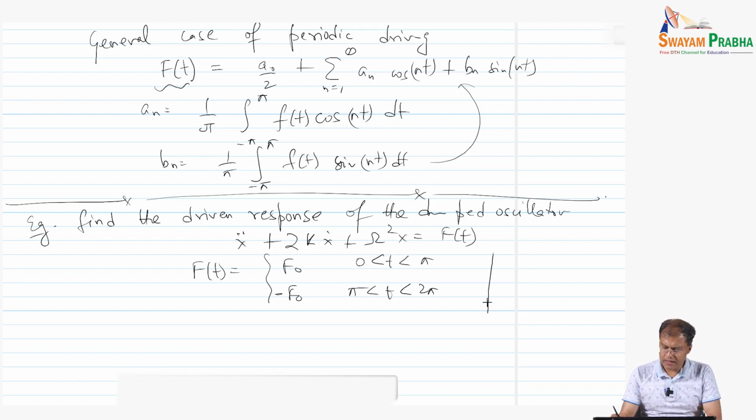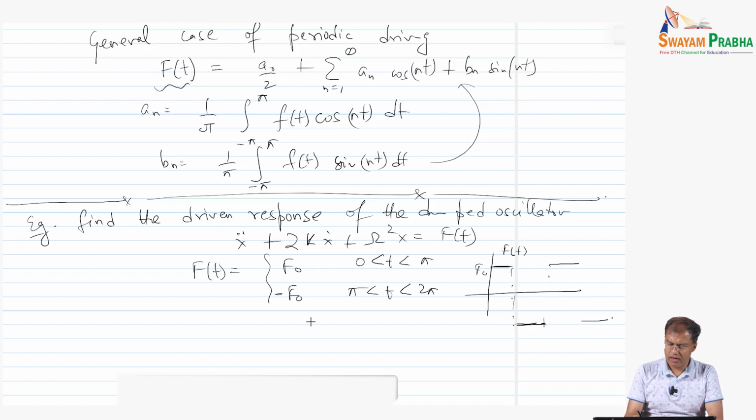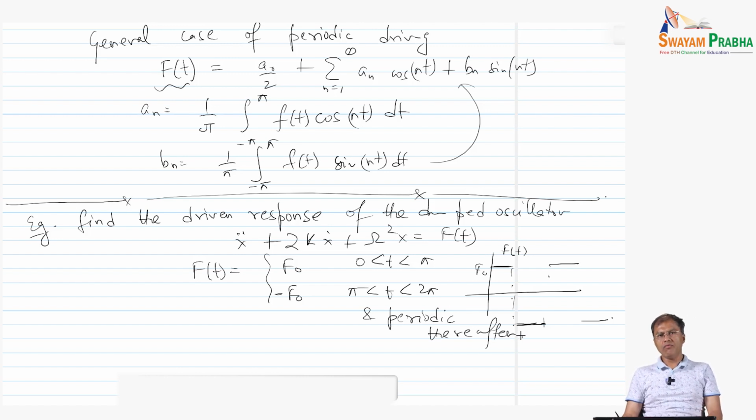And we find that this particular expression for f of t is going to exhibit a so-called step function, right? So from 0 to pi we have the positive values, and from pi to 2 pi we have negative values, and then it is a periodic step function, and periodic thereafter. Okay, so we have to find the driven response or the particular solution for this sort of a driving force.